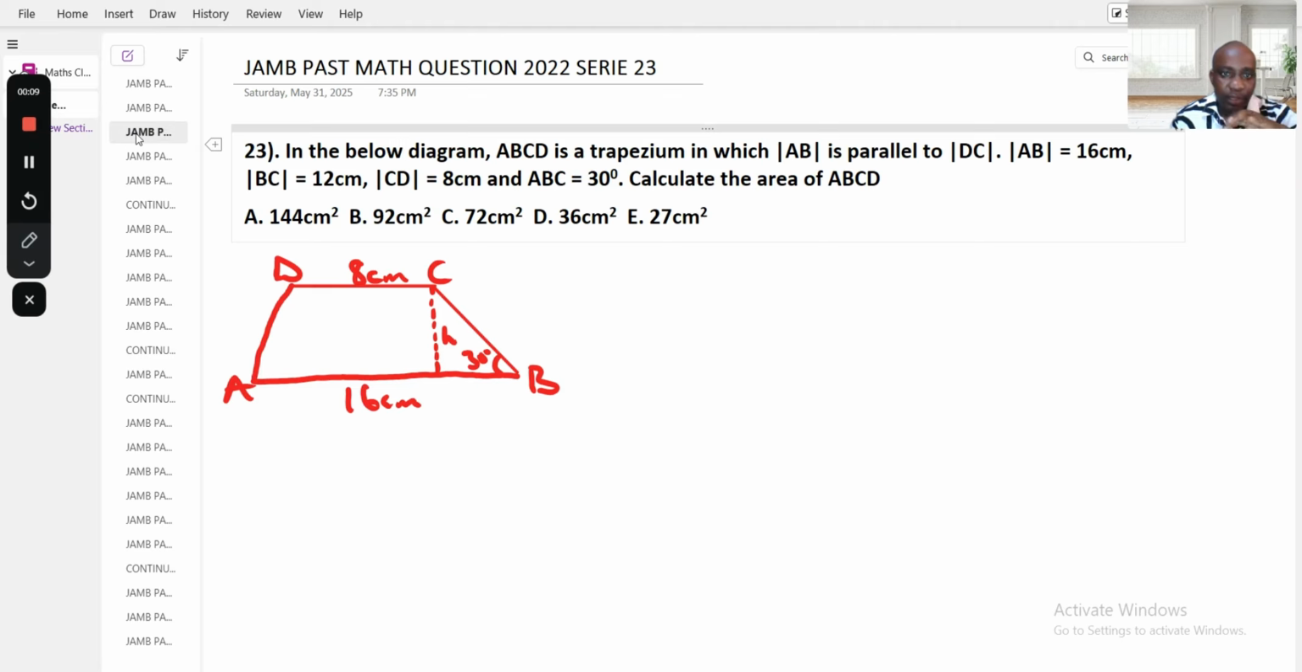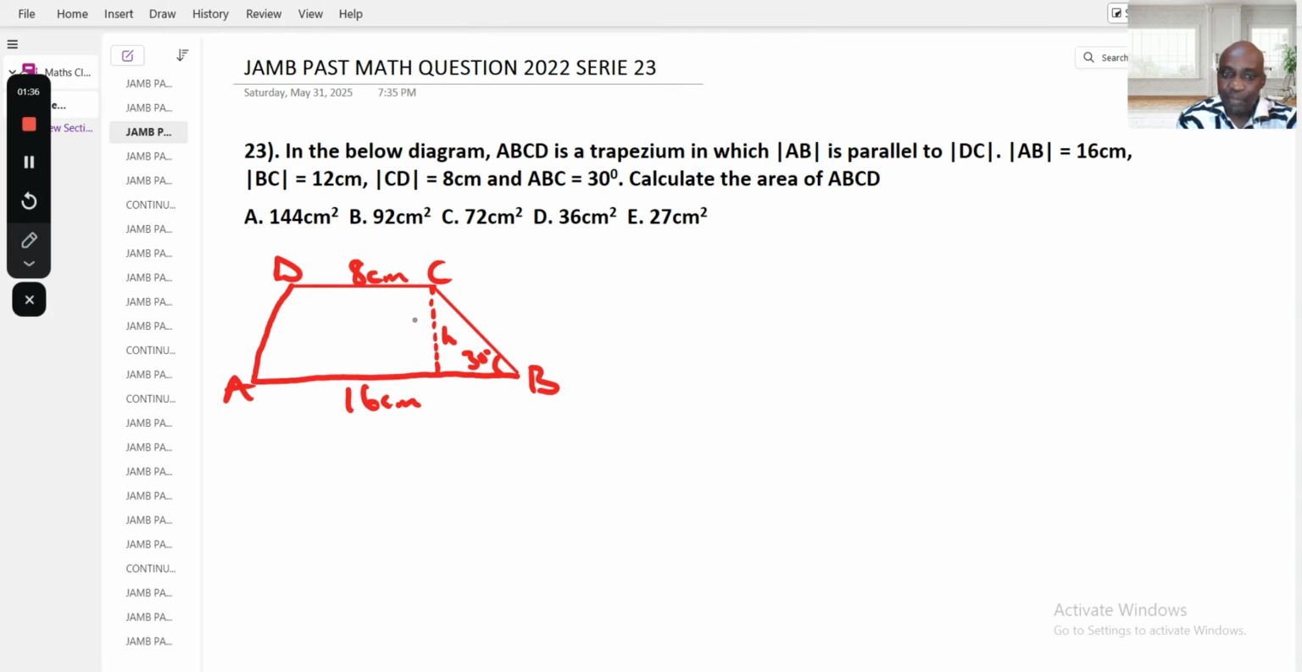In the diagram below, ABCD is a trapezium in which AB is parallel to DC. AB equals 16 centimeters, BC is 12 centimeters, CD is 8 centimeters, and angle ABC is 30 degrees. Calculate the area of ABCD. It means the area of the total ABCD is what the question asks us to calculate. What is the area of the trapezium?